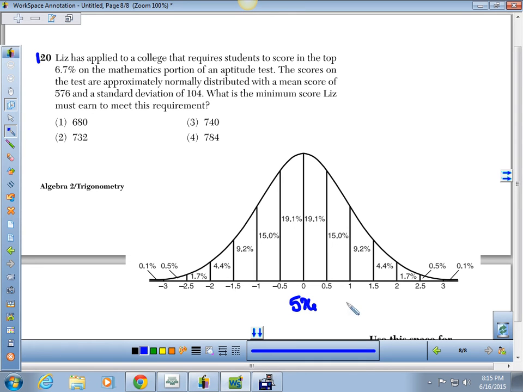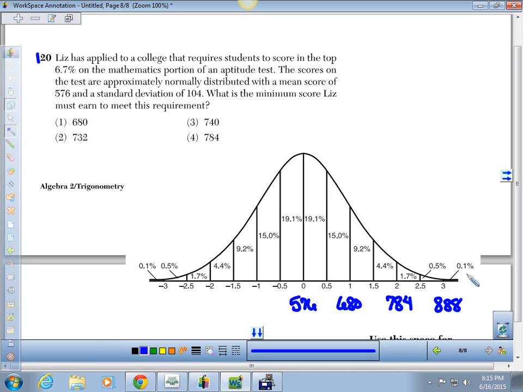Okay, so add for me, please. What's 576 plus 104? 680. Another 104. 784. Another 104, please. 888. Now, why am I not bothering with the lower ones? It said the top 6.7%, the top 6.7%. What is the minimum score Liz must earn to meet this requirement?